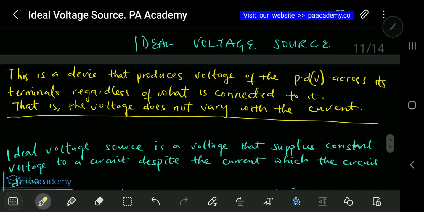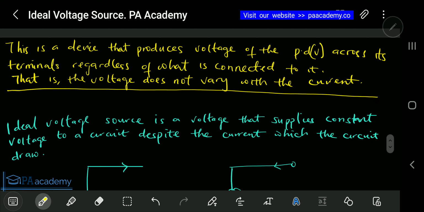Now let's look at the second definition I have. It says an ideal voltage source is a voltage source that supplies constant voltage to a circuit despite the current which the circuit draws. I think this is a more simplified definition of what an ideal voltage source is. So this is much more self-explanatory.